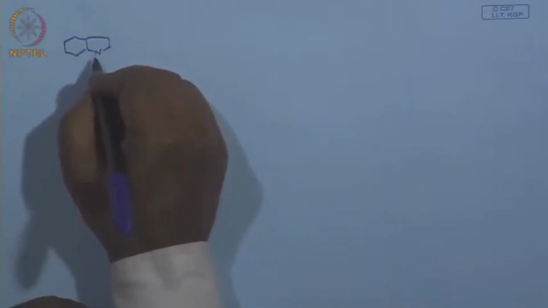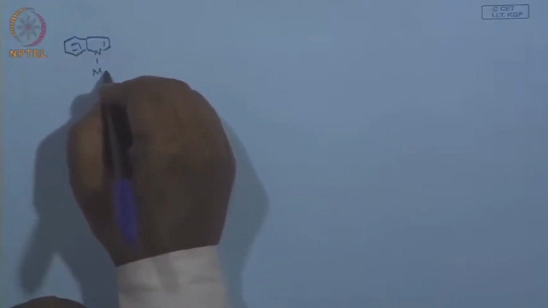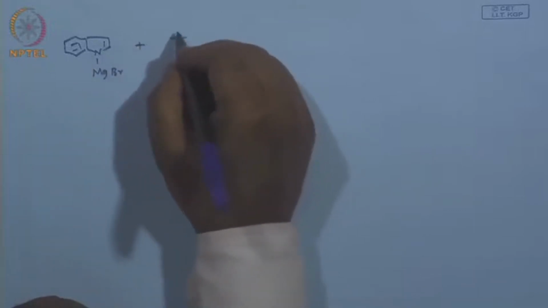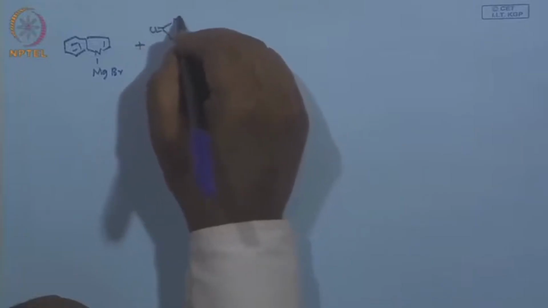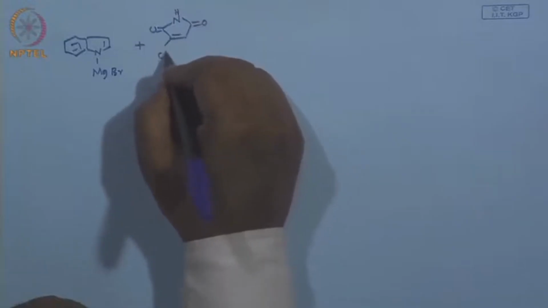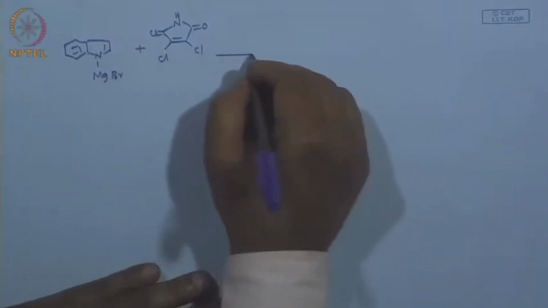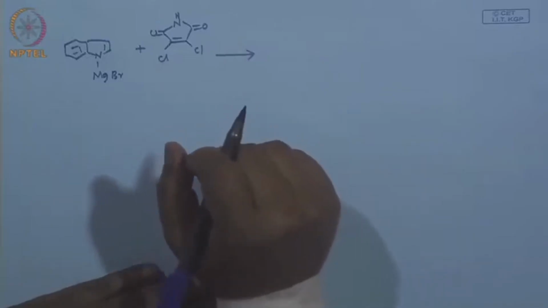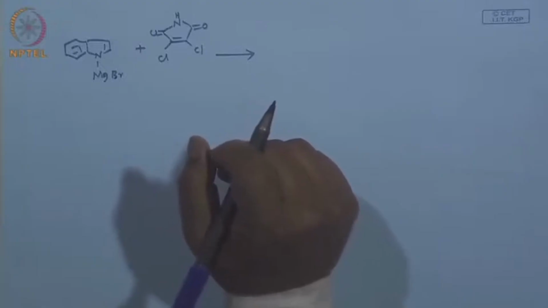Now, look at a similar reaction, but a little different. Again you take indole magnesium bromide, and in this case the reactant is an imide, succinimide, substituted with two chlorine atoms. Okay. So, basically they are just mixed together. So, what do you expect?